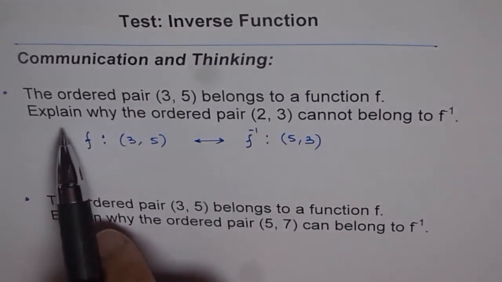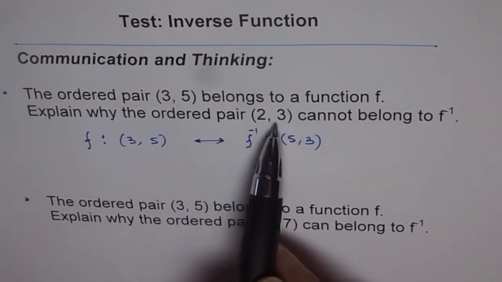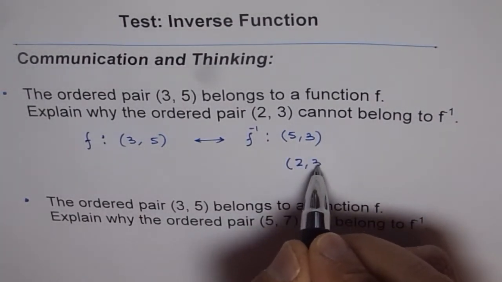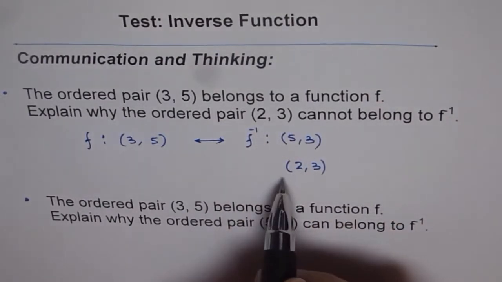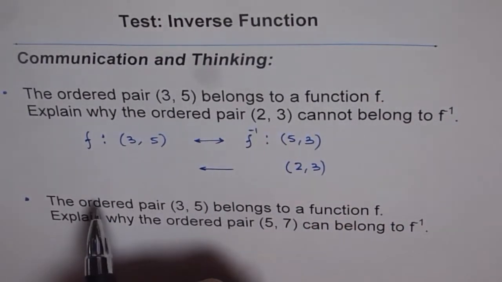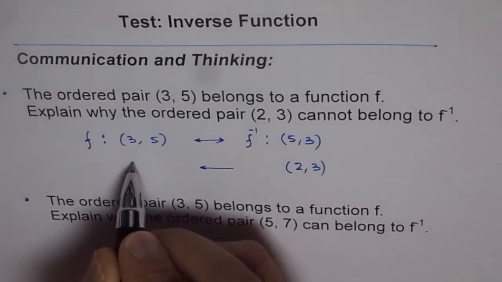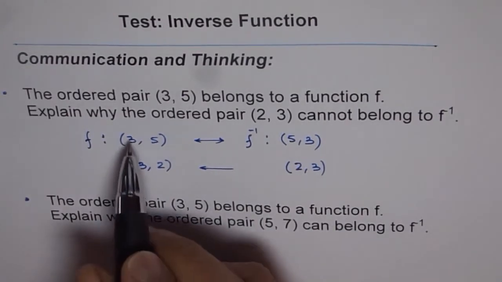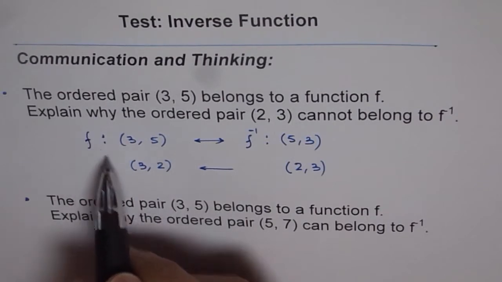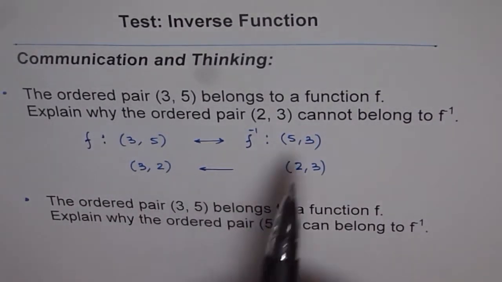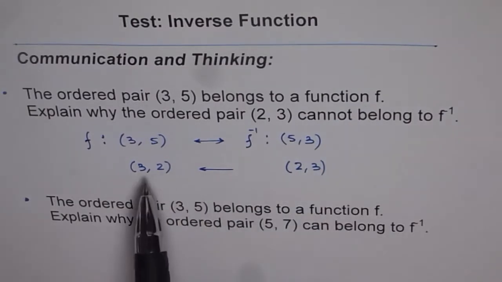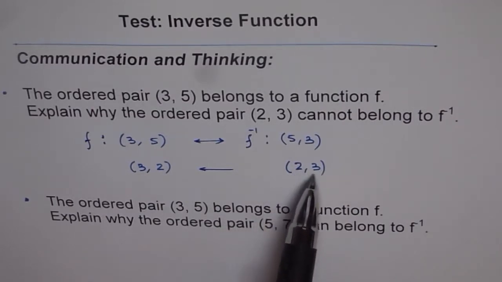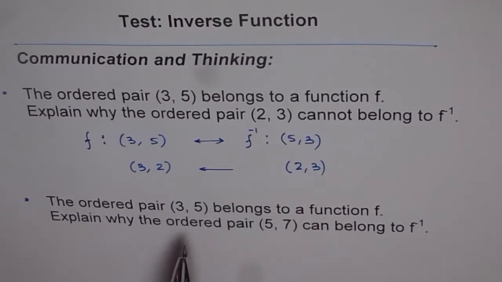Now the question is, explain why the ordered pair (2, 3) cannot belong to f inverse. If we have an ordered pair (2, 3) in the inverse function, then on the original function it will be (3, 2). Now if it is (3, 2), then at 3 we'll have two different values and the function will not be a function. Since we are saying that it is a function, the point (2, 3) cannot belong to the inverse of the function, since it contradicts.